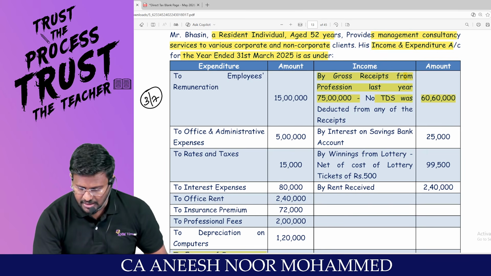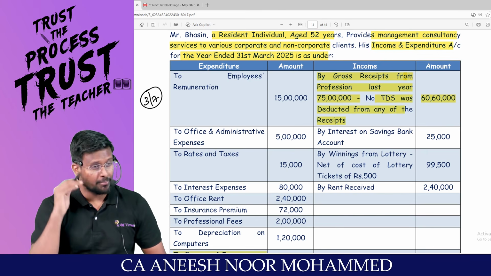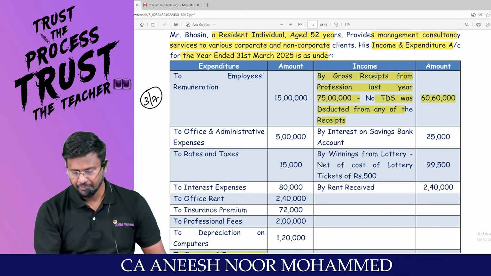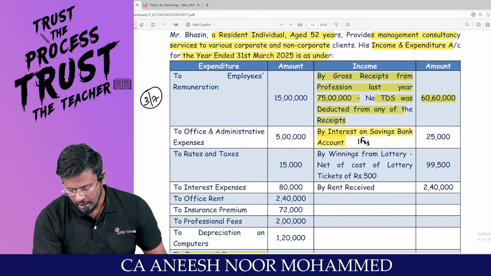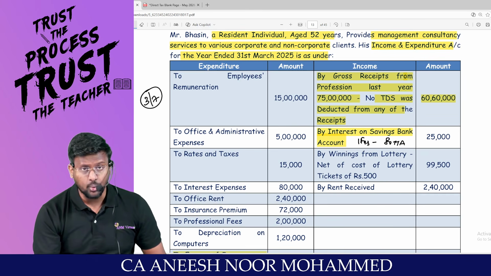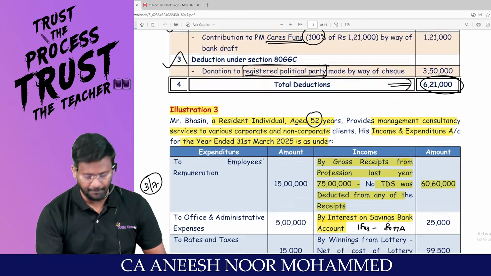No TDS was deducted from any of the receipts. That is not my problem. That is the payer's problem, right? Interest on savings account has to be included in IFOS and it can be claimed as deduction under 80TTA to the extent of 10,000. 80TTB will not be applicable to this person.